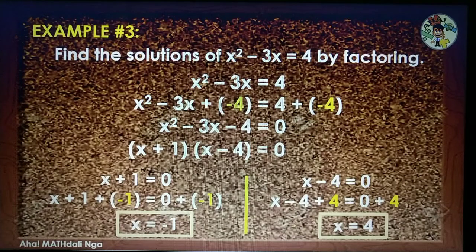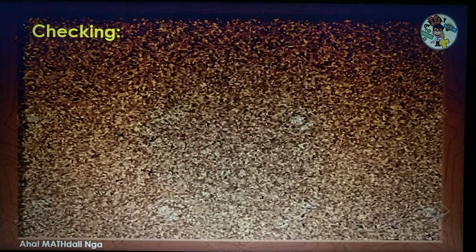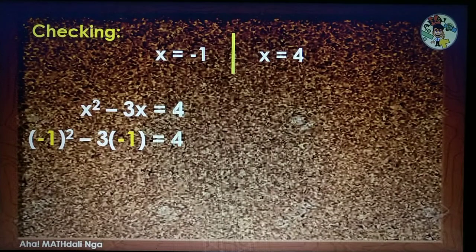These are our solutions of x squared minus 3x is equal to 4. But we need to recheck it. We will do checking. The values of x are negative 1 and positive 4. We will substitute these values to the original equation. X squared minus 3x is equal to 4. First value, negative 1. So we have negative 1 squared minus 3 times negative 1 is equal to 4.